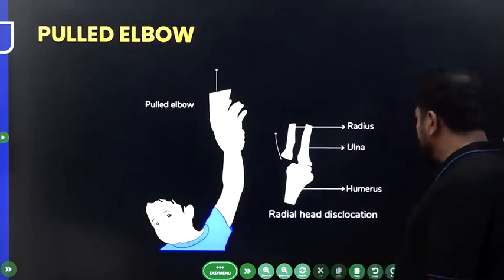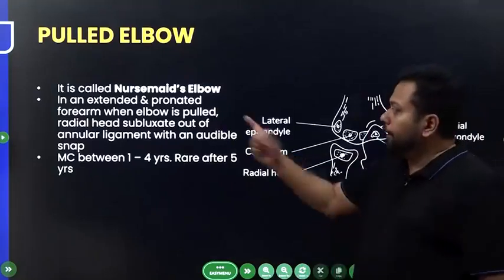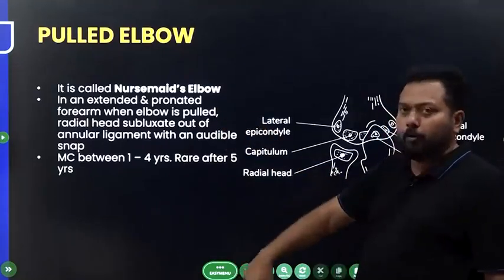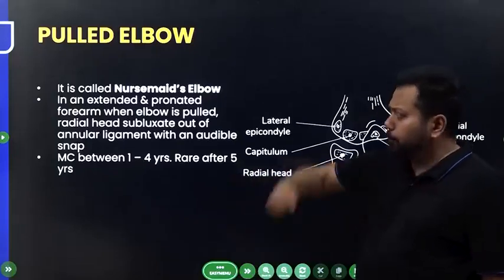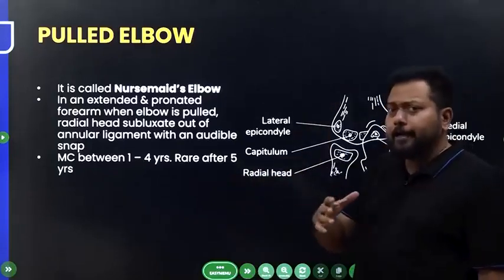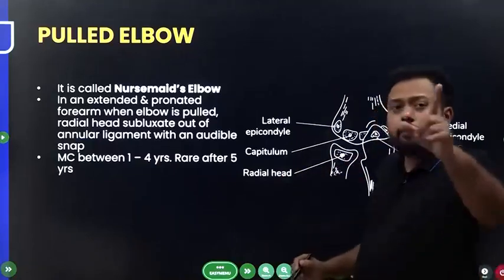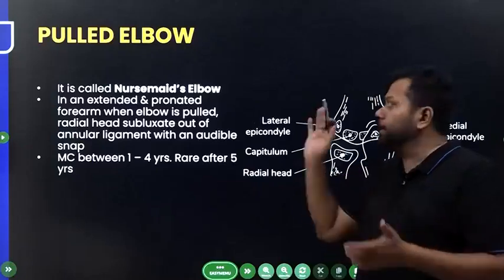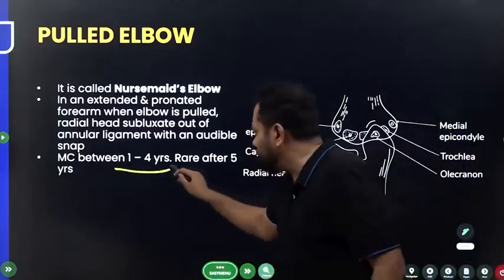Then we'll go to what is called the pulled elbow. Pulled elbow is otherwise called nursemaid elbow. In an extended and pronated forearm, when the elbow is pulled, radial head gets subluxated from the annular ligament, and that is called pulled elbow. The only question in this topic asked for the past 15 years, the age group 1 to 4.